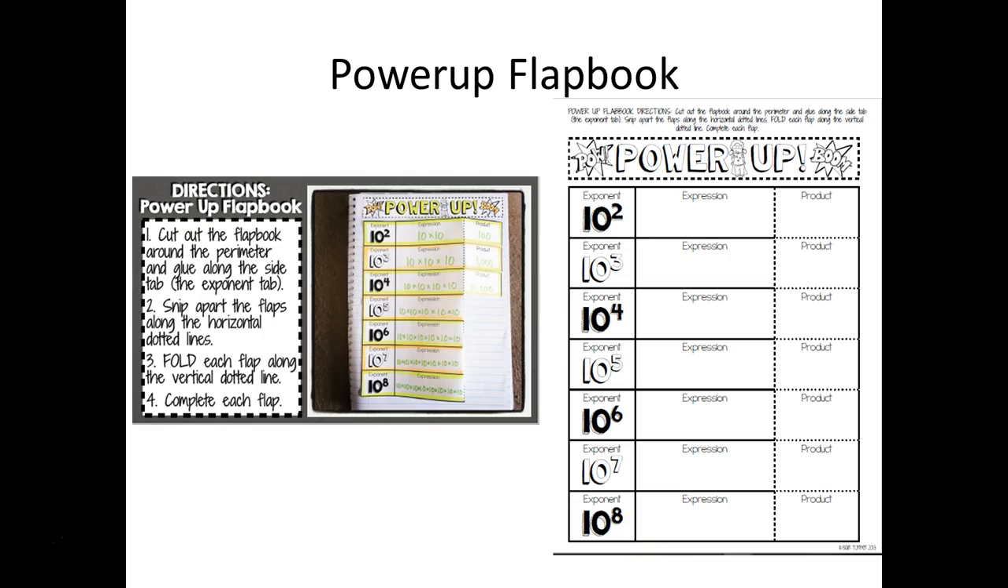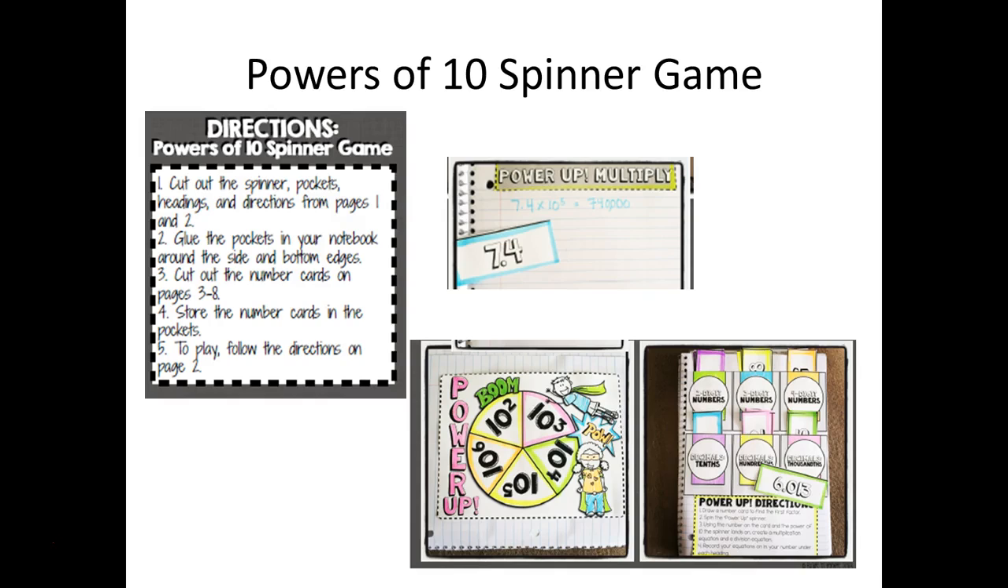Let's look at our last activity. So here we have the Powers of 10 spinner game. So here's an example of the finished product. Let's look at our directions. Cut out the spinner right here, the pockets, the headings, and the directions from pages 1 and 2. Glue the pockets in your notebook along the side and the bottom. Now don't glue the whole thing or it won't be a pocket and you can't stick your cards in.